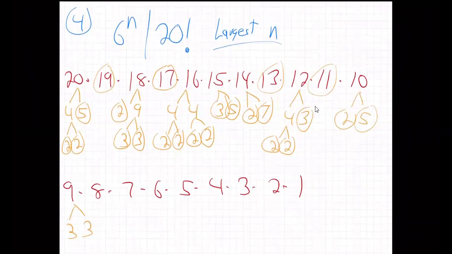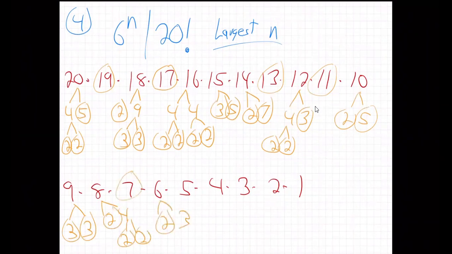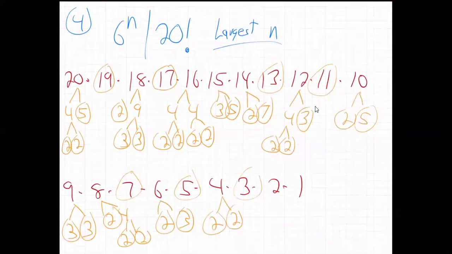9 is 3 times 3. 8 is 2 times 4, and that's 2 times 2. 7 is already prime. 6 is 2 times 3. 5 is already prime. 4 is 2 times 2. 3 is prime. 2 is prime. Okay. So there we go.